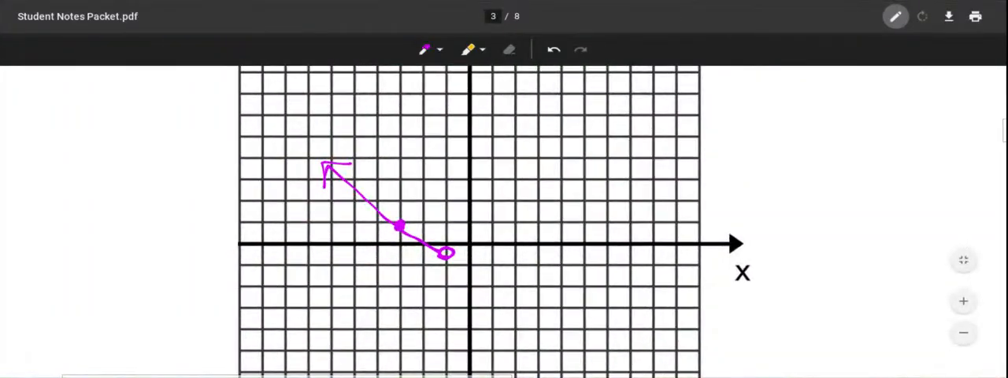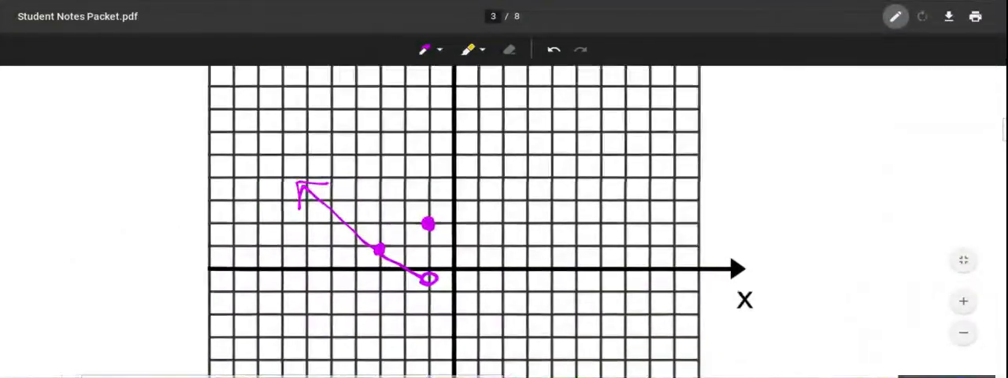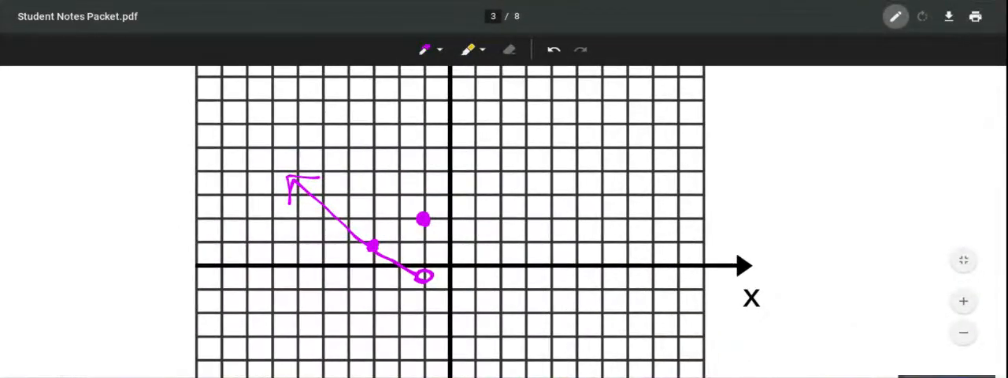-1, 2 is your closed circle. And I think it's 0, 0. Yep. Sorry with all the zooming in and out. And it goes towards the 0, 0. So there is my piecewise function.